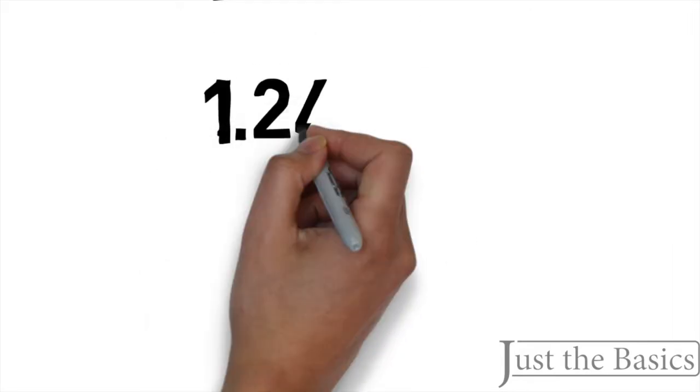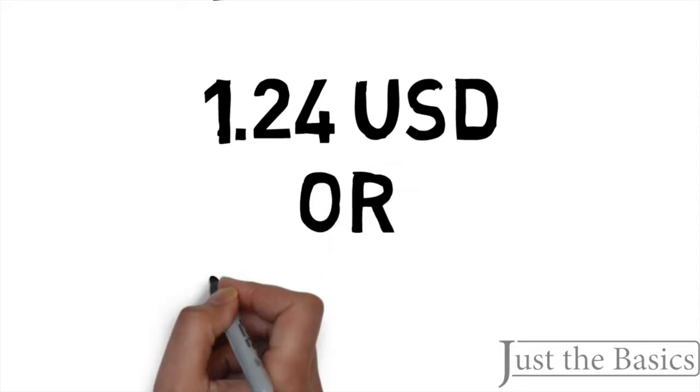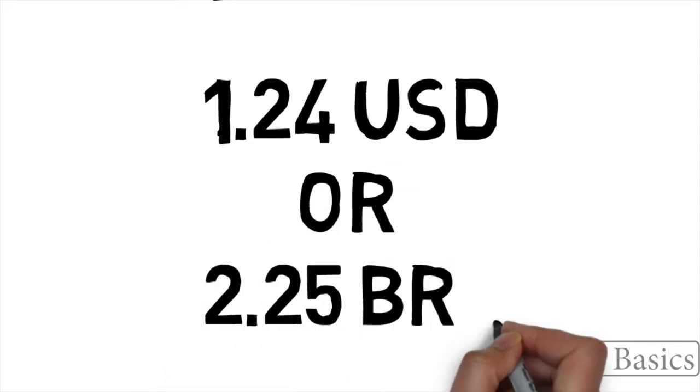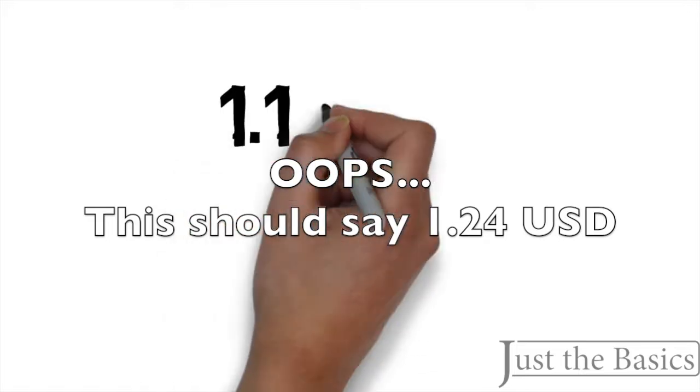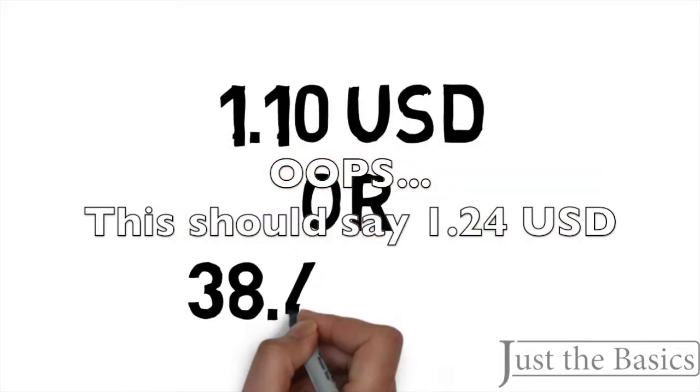In Rio de Janeiro, a liter of milk costs $1.24 or 2.25 reais, and in Moscow, a liter of milk costs $1.24 or 38 ruble 40. I'll just be honest, I don't know the word for cent in the Russian or the Rio currency, just the reais and the ruble.